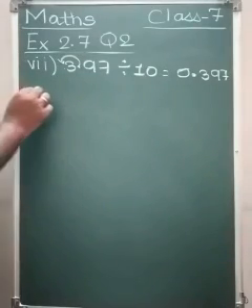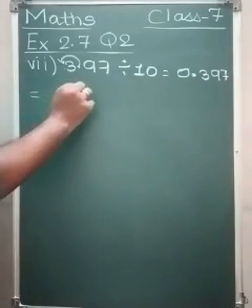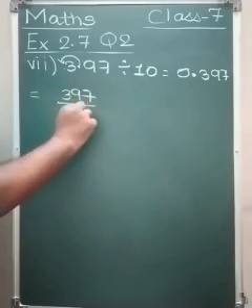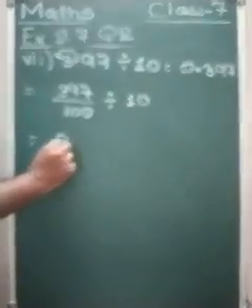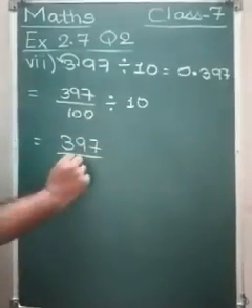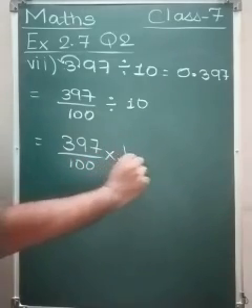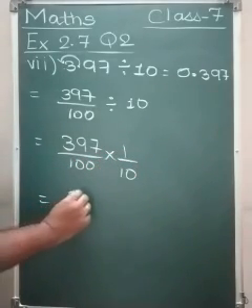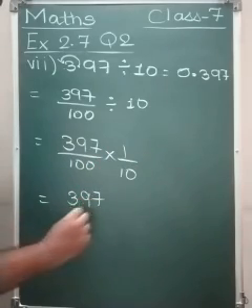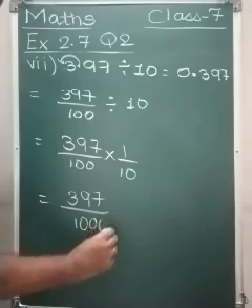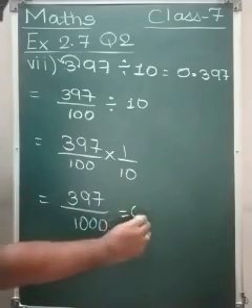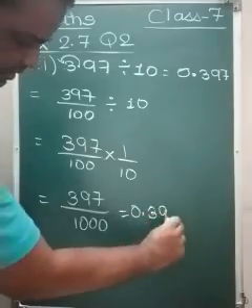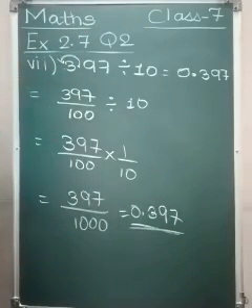Okay, let us solve. This equals 397 upon 100 divided by 10. So this equals 397 upon 100 multiplied by 1 upon 10 equals 397 upon 1000. So this equals 0.397. Done. So question number 2 is solved.